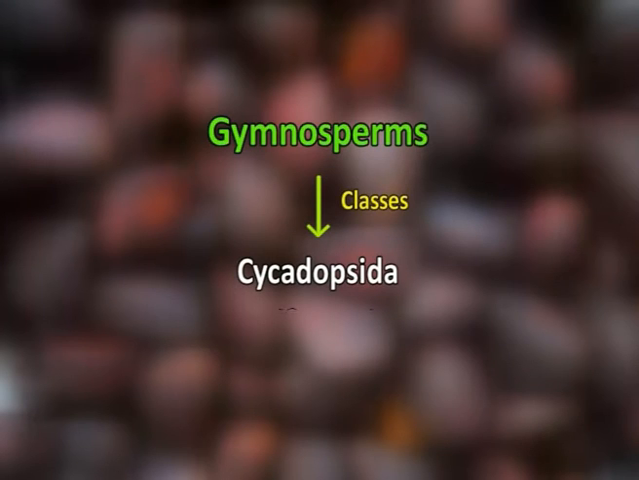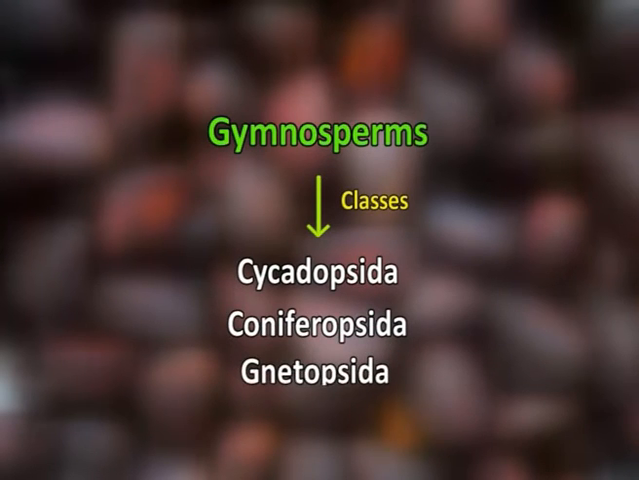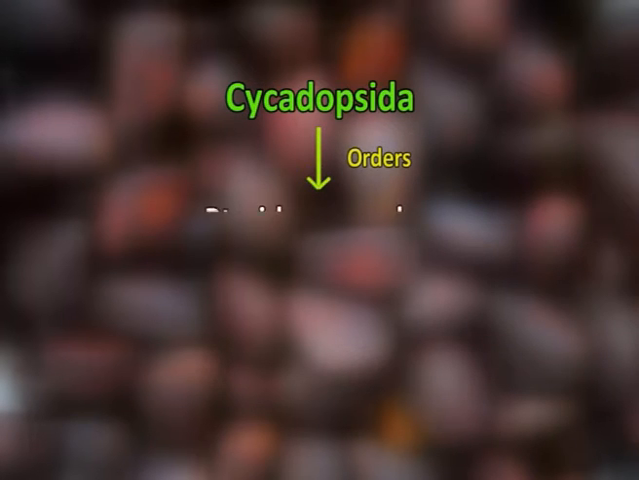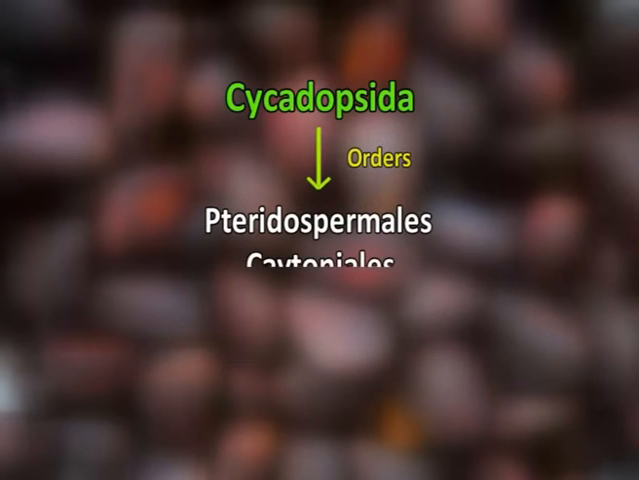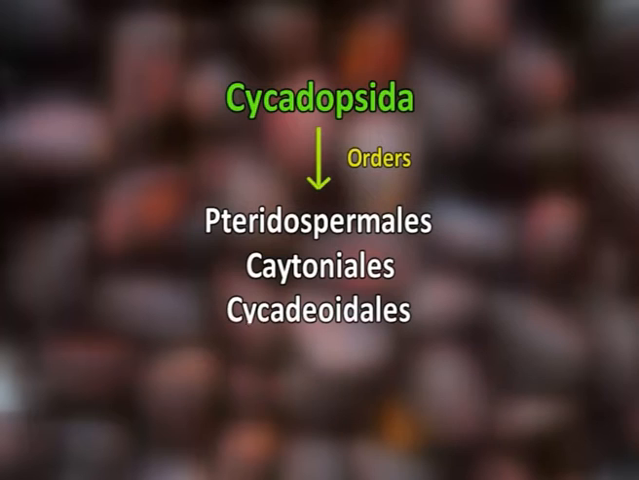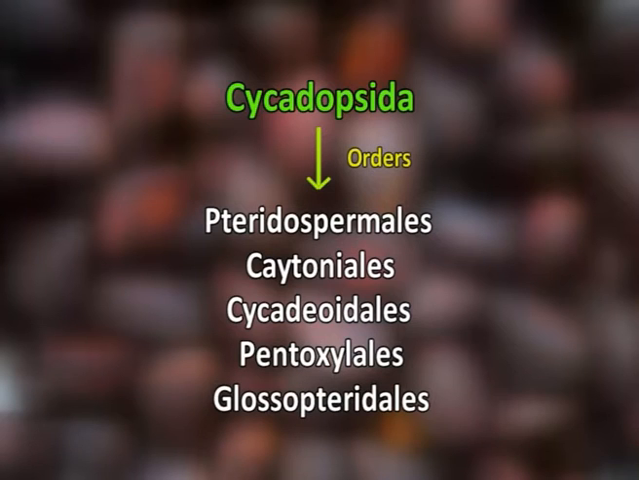Ephedridae, 2. Welwitschiidae, and 3. Gnetidae. In 1971, David Bierhorst proposed a classification in which he divided Gymnosperms into 3 classes: 1. Cycadopsida, 2. Coniferopsida, and 3. Gnetopsida. Cycadopsida was further divided into 5 orders, namely 1. Pteridospermales, 2. Caytoniales, 3. Cycadeoidales, 4. Pentoxylales, and 5. Glossopteridales.